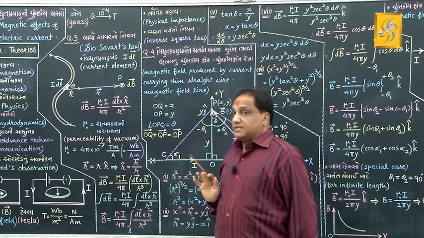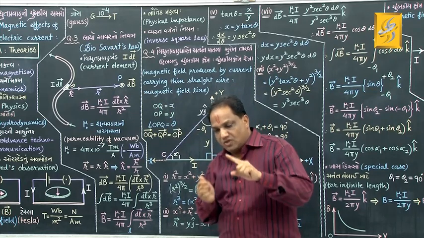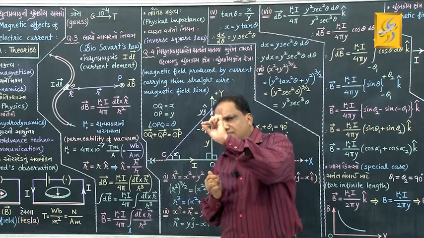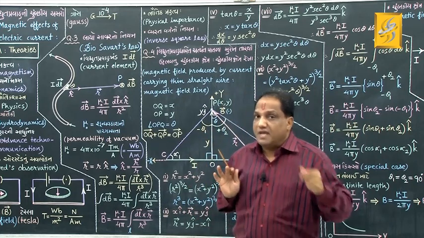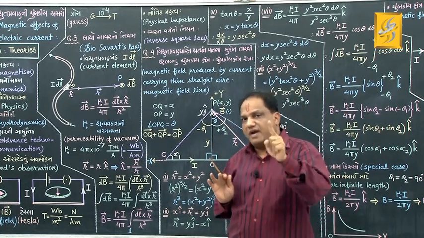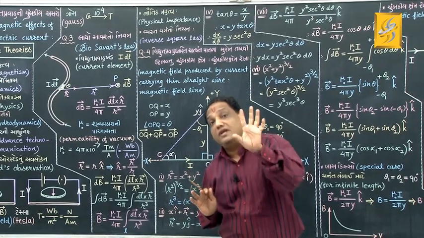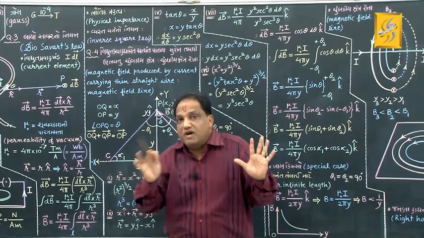Now in our syllabus, we have to study two applications of Biot-Savart's law. One is finding the magnetic field due to an extremely thin straight current carrying wire, and another is finding the magnetic field due to an extremely thin current carrying circular ring. So let us go for those two applications now one by one.